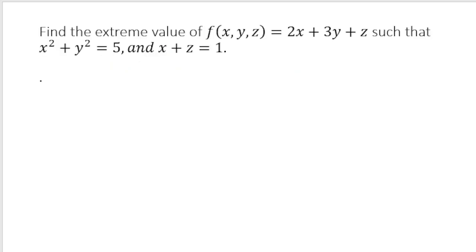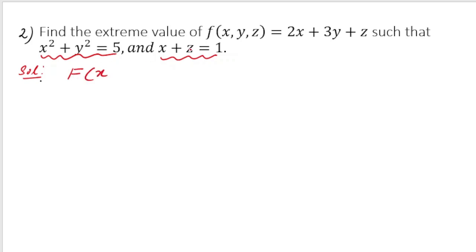Now moving ahead, let us do this problem, and this is an even better problem, so it will help you clear your doubts absolutely. Find the extreme value of this function such that x square plus y square is equal to 5 and x plus z is equal to 1. How many constraints are there? Actually there are two constraints. So what is the first step? We write the auxiliary function.